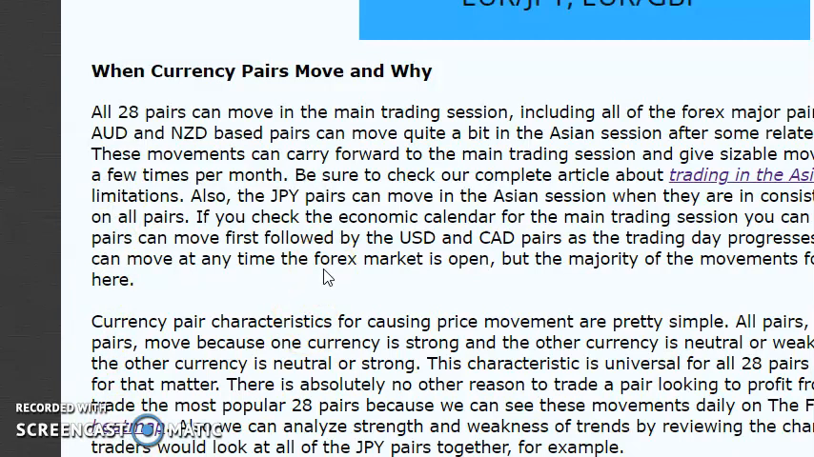From a trader's perspective, you want to know when currency pairs move and why. All 28 pairs can move in the main trading session, including all the Forex major pairs. There are 2 trading sessions: the Asian trading session and the main trading session. Sometimes the Aussie dollar, New Zealand dollar, and yen pairs can move in the Asian session after the news drivers that occur there. You can look at the Forex news calendar, and we even have an article here on how to trade in the Asian session. Then in the main trading session, all 8 currencies and all 28 pairs could move.